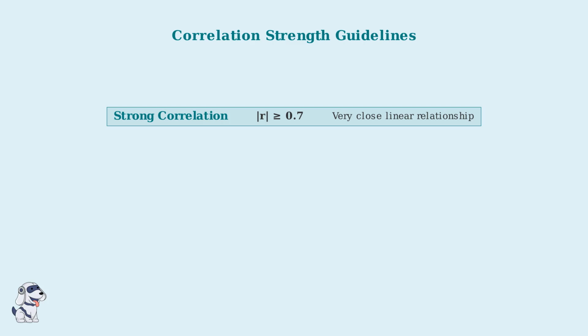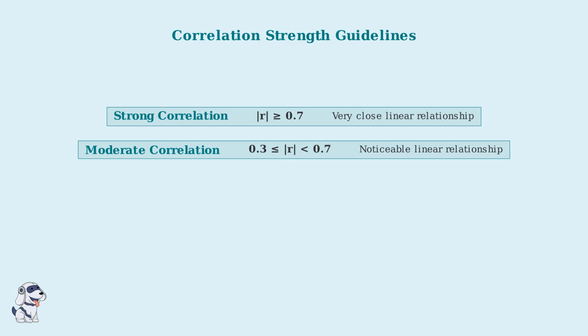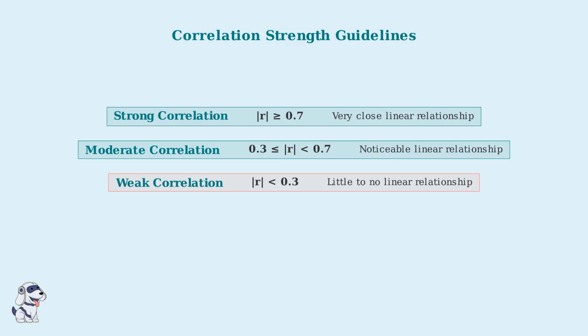Strong correlations have absolute R values of 0.7 or greater, indicating a very close linear relationship between variables. Moderate correlations range from 0.3 to 0.7 in absolute value, showing a noticeable but not perfect linear relationship. Weak correlations have absolute R values less than 0.3, indicating little to no linear relationship between the variables.